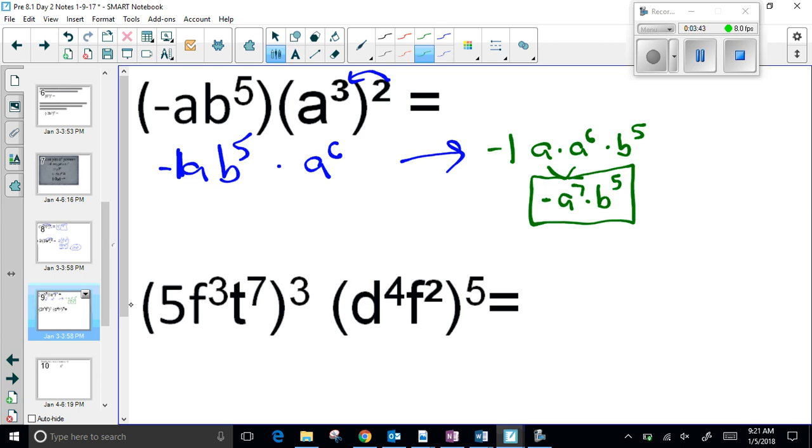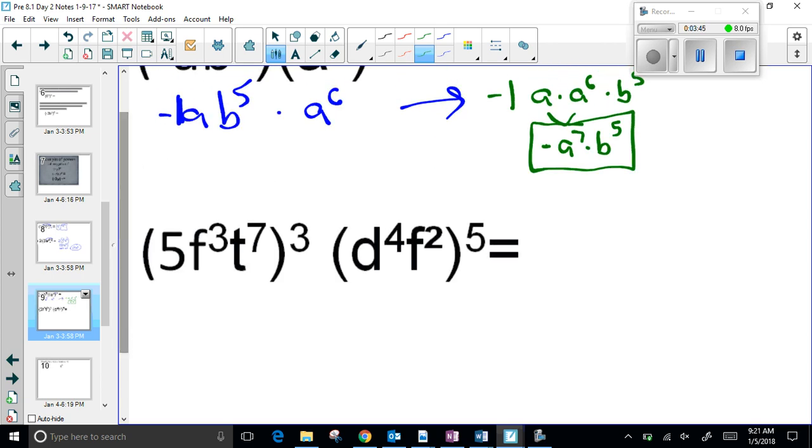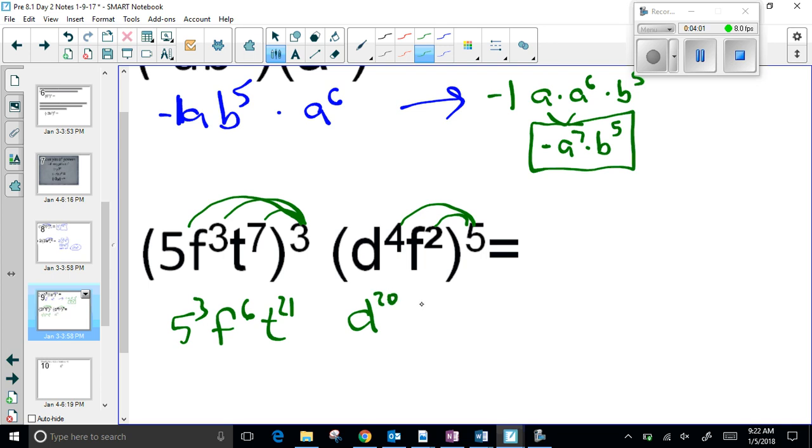All right, and then we move down to this bottom problem. I need to distribute my 3's here and my 5's here to make my new monomial. So I've got 5 to the 3rd, f to the 6th, and t to the 21st. And then I've got d to the 20th and f to the 10th. Now I'm multiplying all of these together.